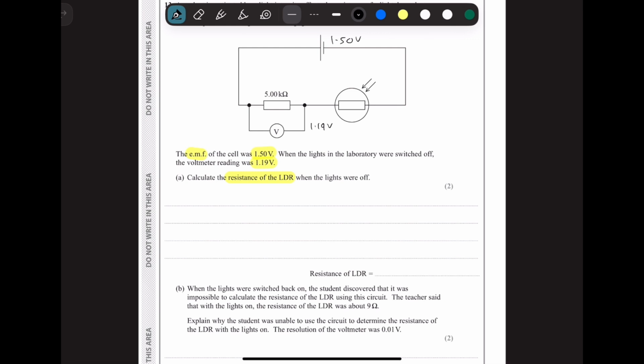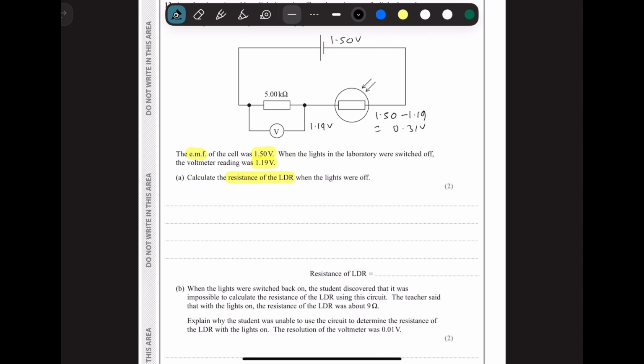So the voltage across the LDR is simply 1.50 minus 1.19, which corresponds to 0.31 volt. Now, as you know, if you can recall the equation, V equals IR, make R the subject and you will simply get the resistance of the LDR. So in this case, we have to find the total current in the circuit.